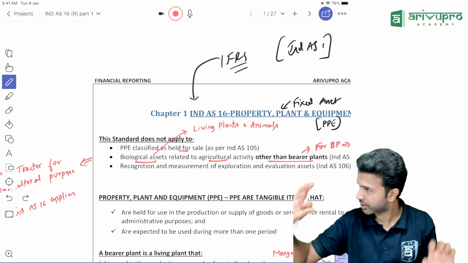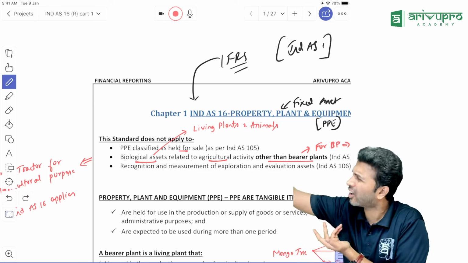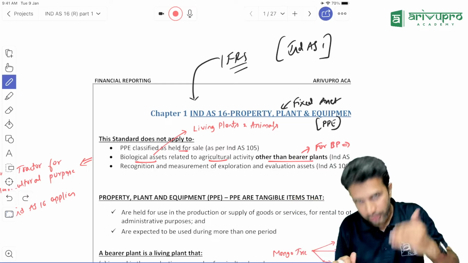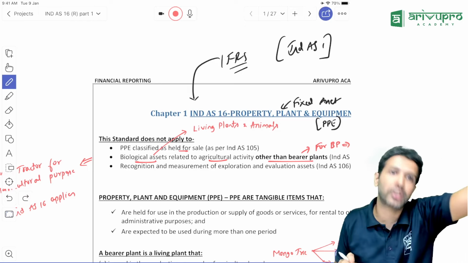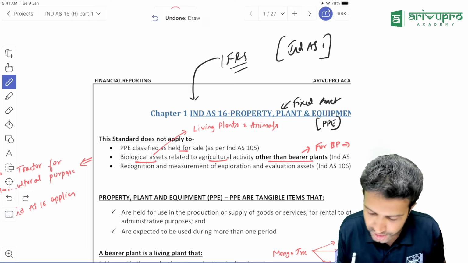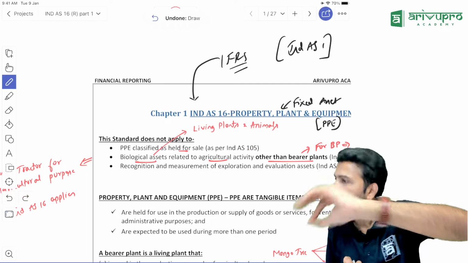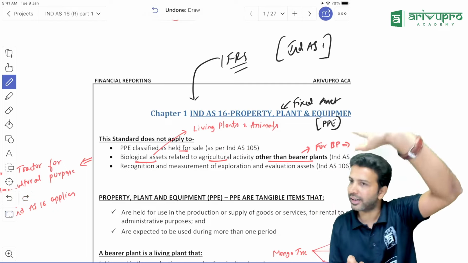If you have an intention to sell. If you have already sold, the PPE is anyway gone. The moment a PPE becomes held for sale, you can't apply Ind AS 16. You have to apply the provisions of Ind AS 105. After 4 or 5 days, I'll take up Ind AS 105 also.